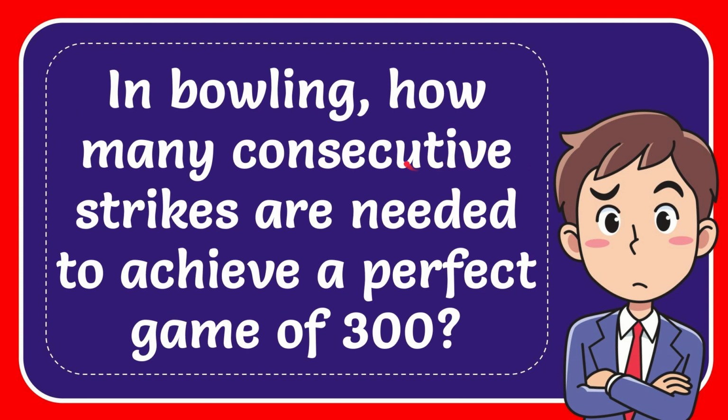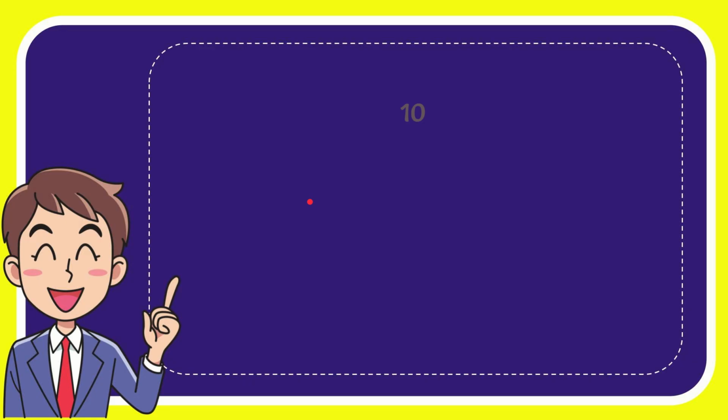In this video, I'm going to give you the answer to this question. The question is, in bowling, how many consecutive strikes are needed to achieve a perfect game of 300? I give you a list of options. The first option is 10, the second option is 11, the third option is 12, and the very last option is 13. The correct answer for the question is 12.